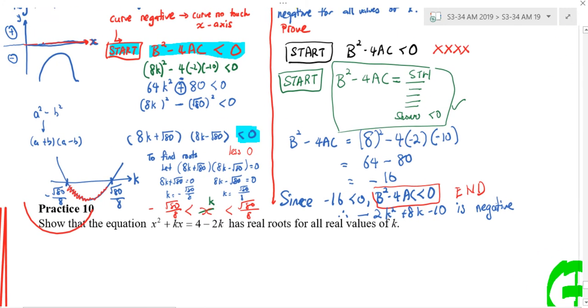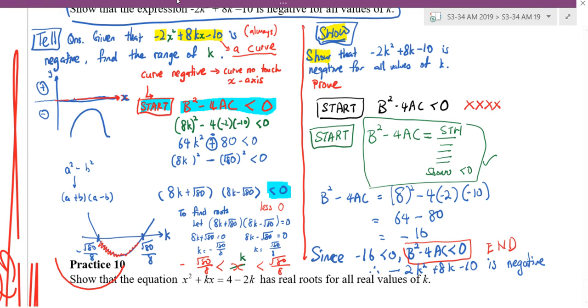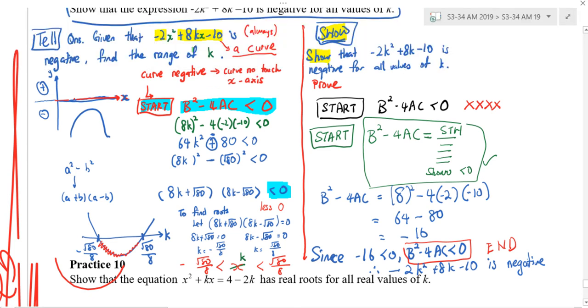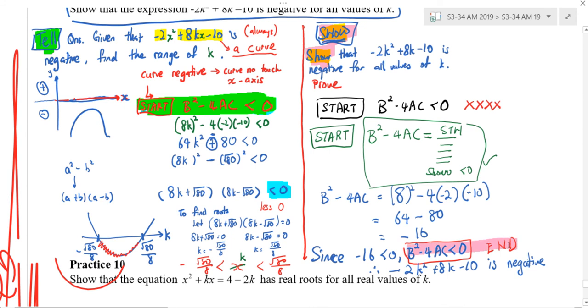Now, this video itself is about half an hour. Those who don't understand really got to watch again. Now, ready, I highlight the summary for you. First, I use my new color green. For tell question, you need to start with, someone is going to repeat what I say after this. For tell question, you have to start with b squared minus 4ac less than 0. But for show question, you have to end with b squared minus 4ac less than 0. So you still write, but the writing is at different place.